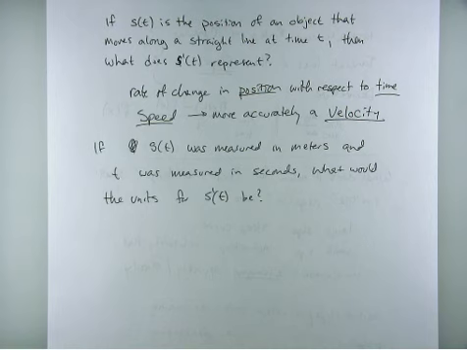My handwriting seems to be getting worse. If S of t was measured in meters and t was measured in seconds, what would the units for S prime of t be? Yeah, meters per second. It'd be meters over seconds.